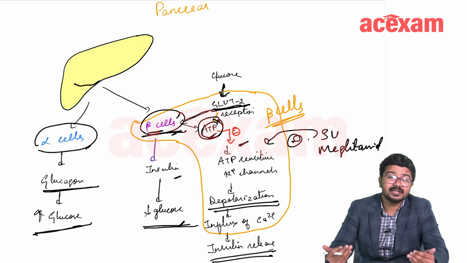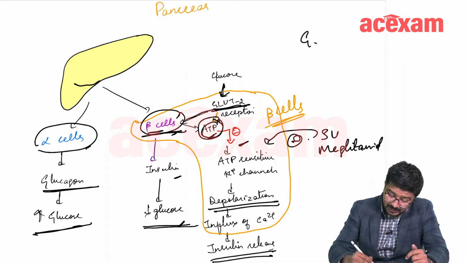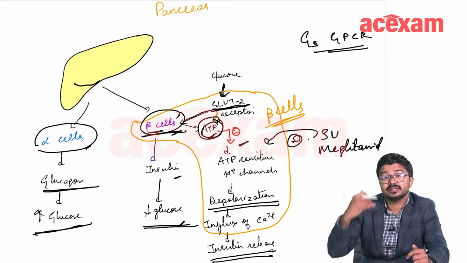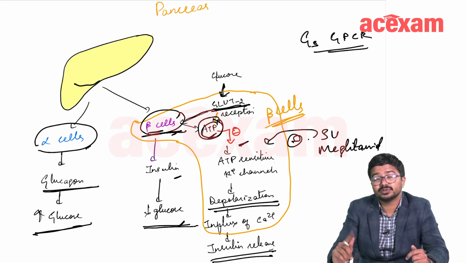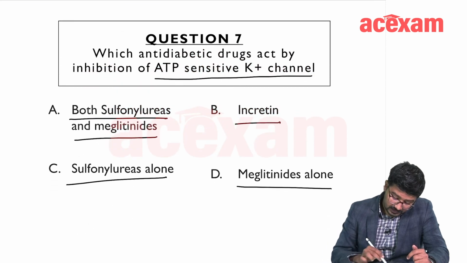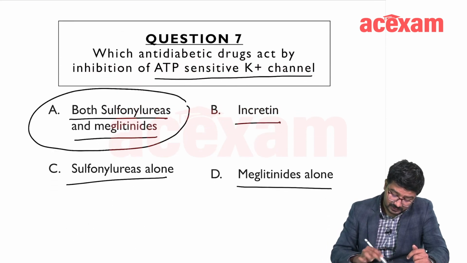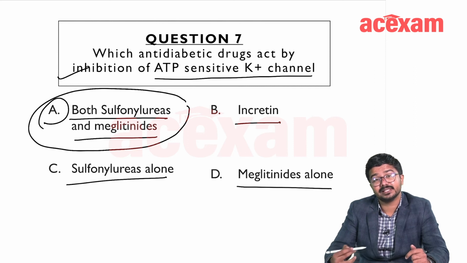Now you have incretins also causing insulin release, but how do they act? They don't act through this; they act through a Gs subtype of G protein coupled receptor present on the pancreas. It does not act using the ATP sensitive potassium channel. So sulfonylurea and meglitinide cause inhibition of the ATP sensitive potassium channel. The right answer over here is option A, which is both sulfonylurea as well as meglitinide.